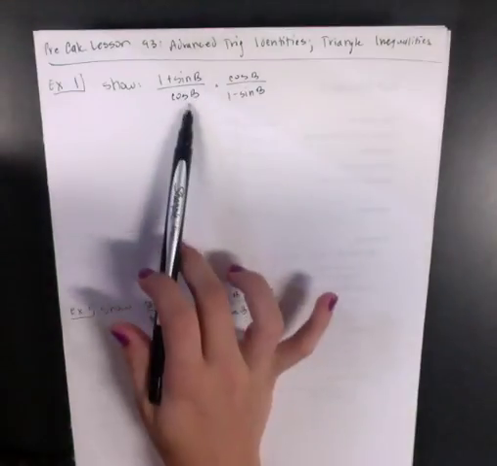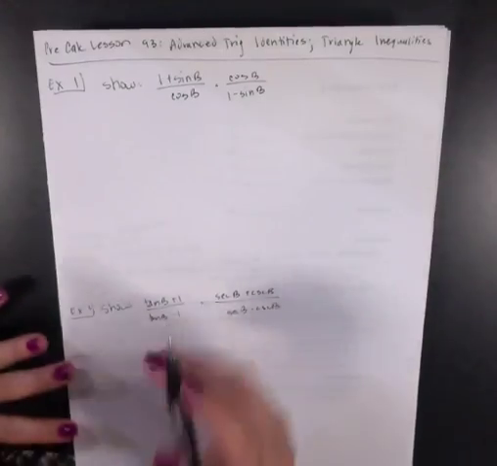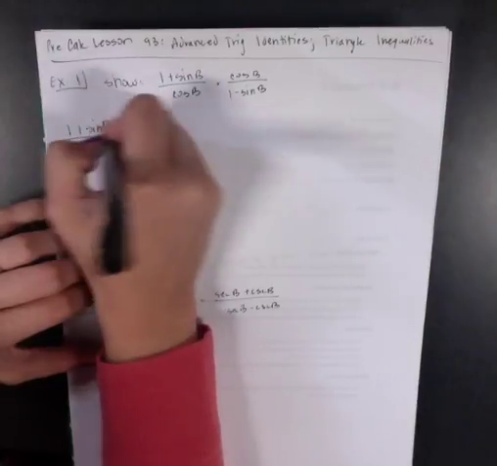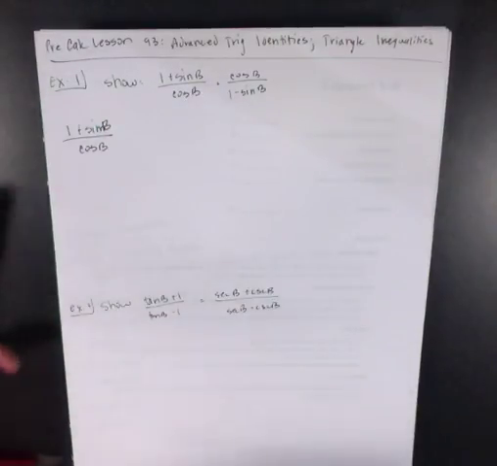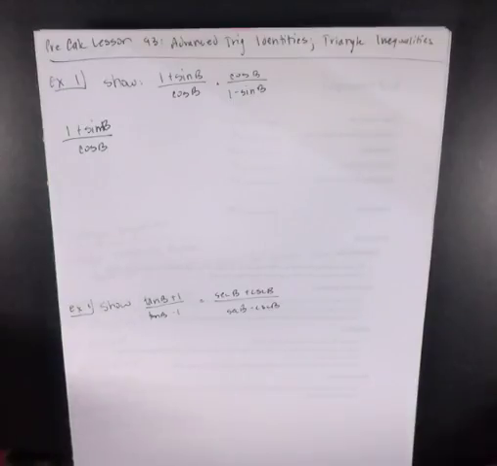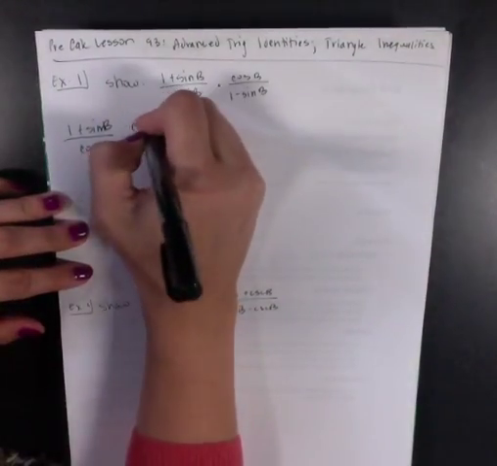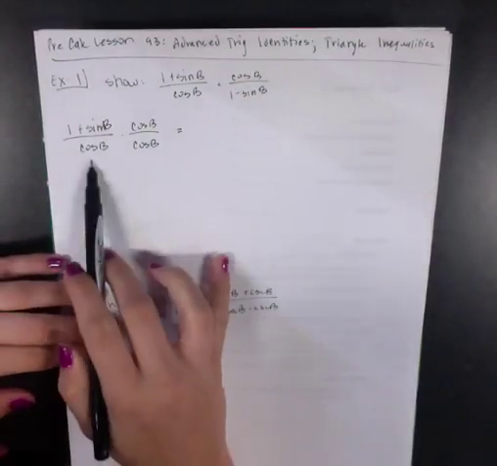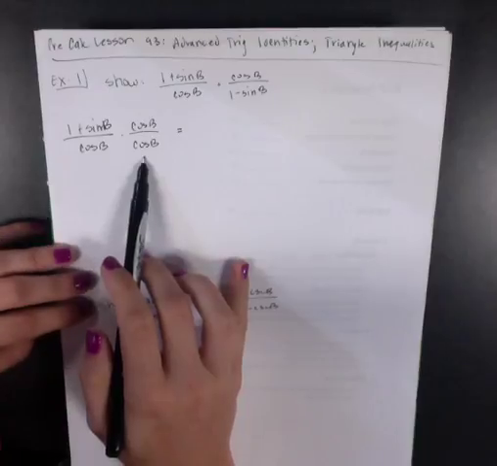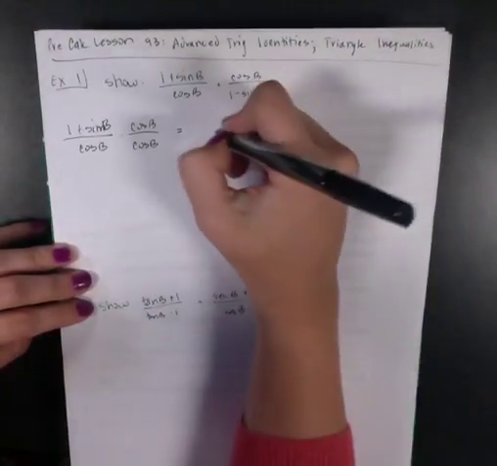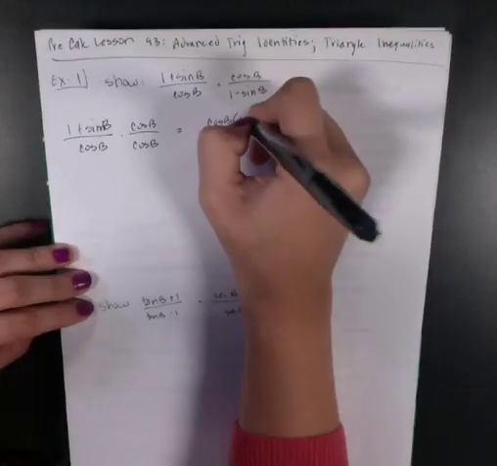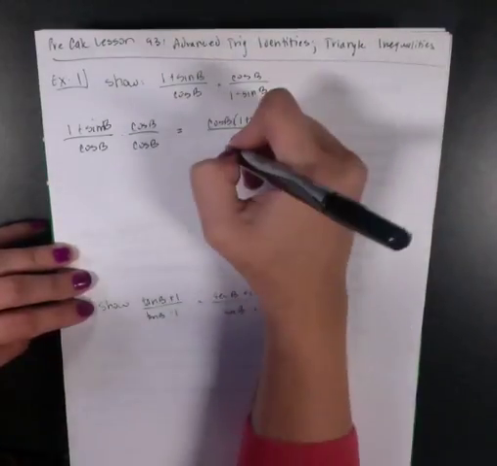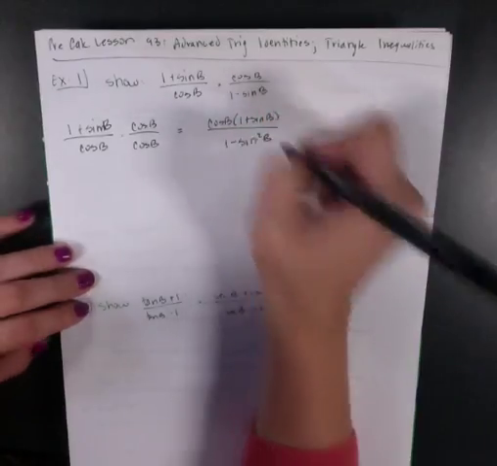So we want to show that (1 plus sine b) over cosine b is cosine b over (1 minus sine b). So we start with (1 plus sine b) over cosine b. What I'm going to do is multiply the top and the bottom by cosine b over cosine b. Now this becomes cosine squared b, which we know, so on top I have cosine b times (1 plus sine of b). Cosine squared equals 1 minus sine squared of b.